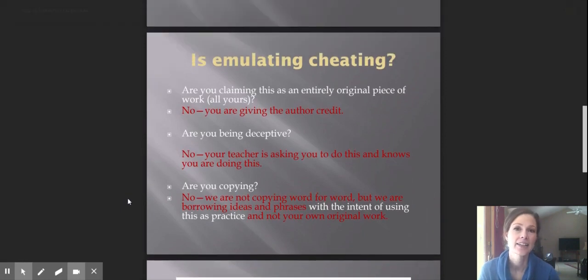Is it cheating? A lot of times, especially since we finished the research paper, people are worried about plagiarism. You're not claiming this as a work that is entirely your own. You're giving the author credit. And just like Jack said, inspired by Walter Dean Myers, we'll do the same sort of thing. Are you being deceptive? No. I'm asking you to do this and telling you yours is going to look like this, and that's okay. And then are you copying? You're not copying word for word, but you're borrowing ideas, phrases, structure with the intent of using it as practice and not your own original work.